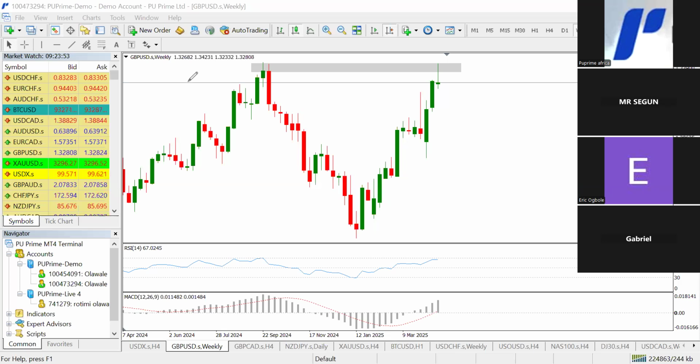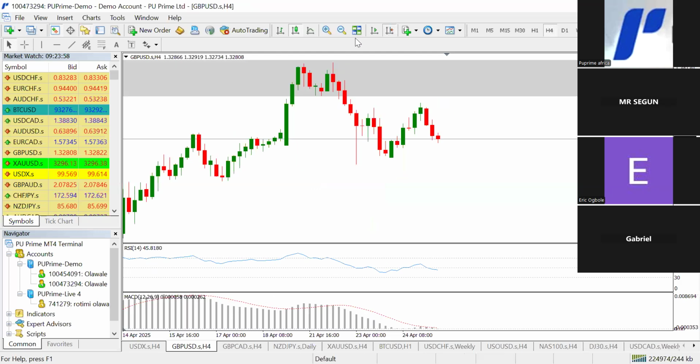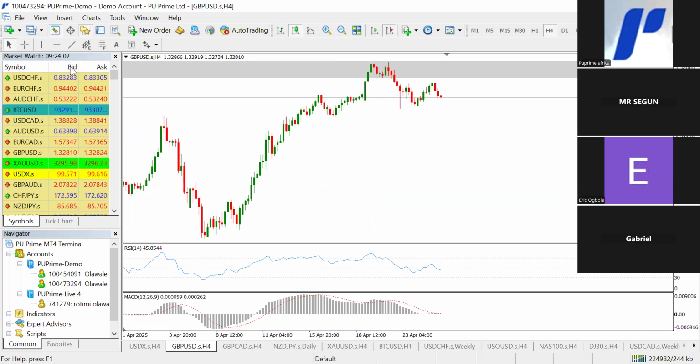Now, all I've said so far is based on the weekly time frame. If I flip down to the 4-hour time frame, we can clearly see that GBP/USD is forming a very good looking head and shoulders pattern, which is a further confirmation of an expected bearish breakout. So this is the shoulder.